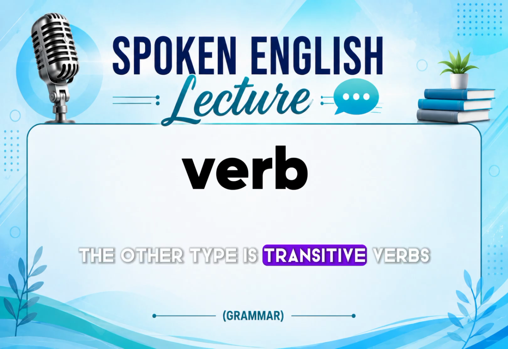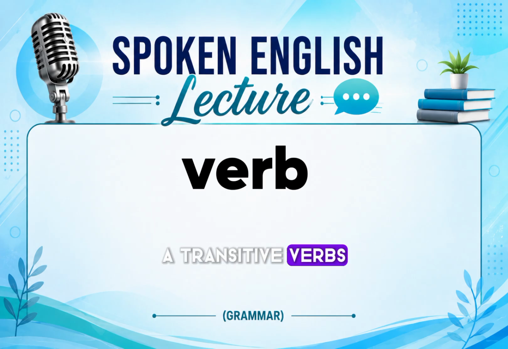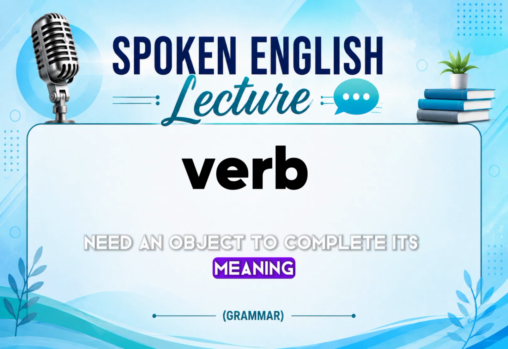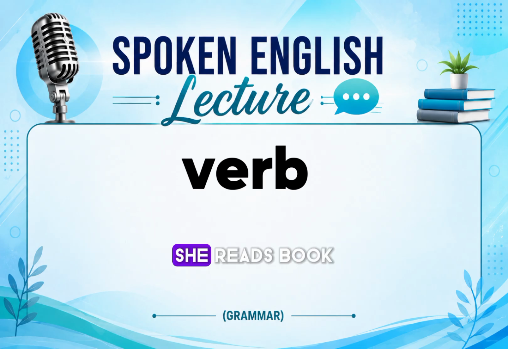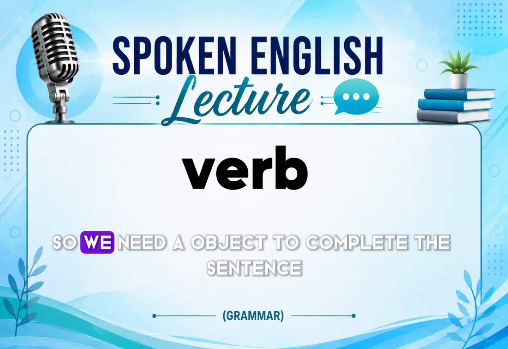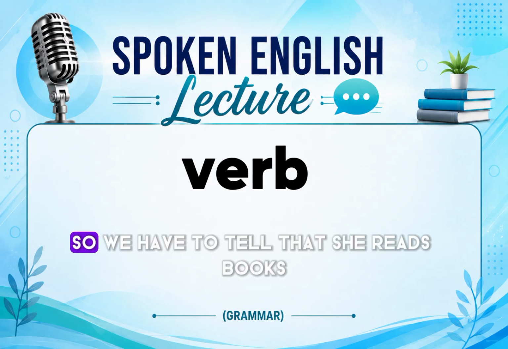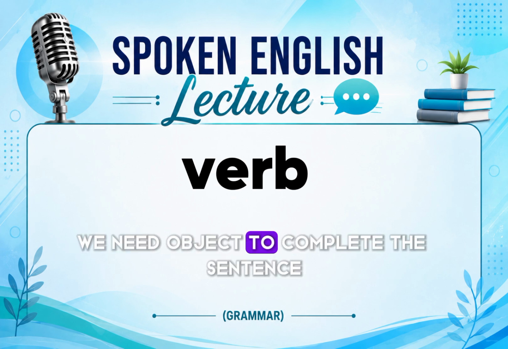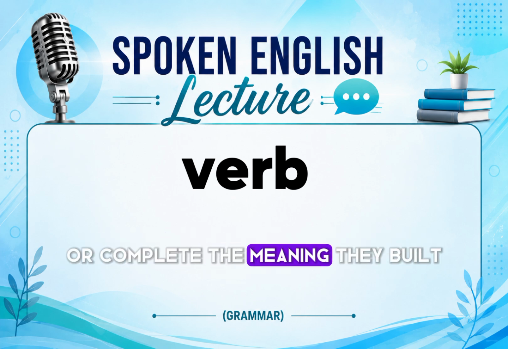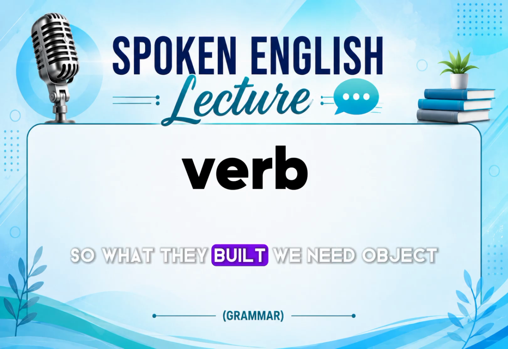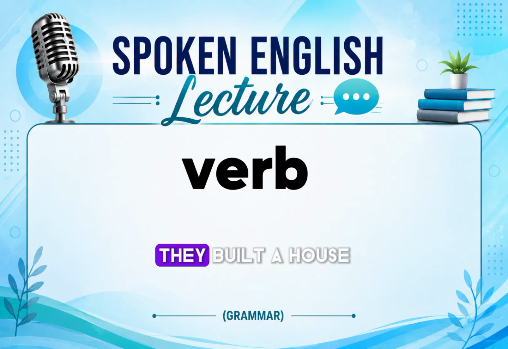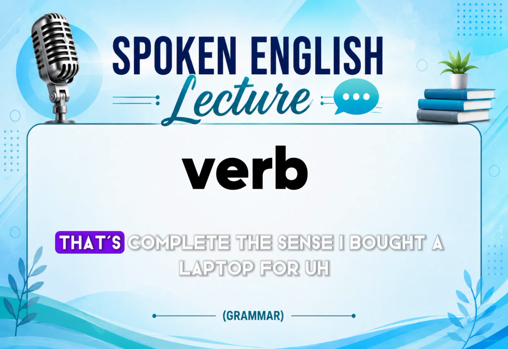The other type is transitive verbs. A transitive verb needs an object to complete its meaning. For example, she reads books. We need an object to complete the sentence. If we just say she reads, what does she read? So we have to say she reads books. We need an object to complete the meaning. They built. What did they build? We need an object. They built a house. That completes the sense. I bought a laptop.